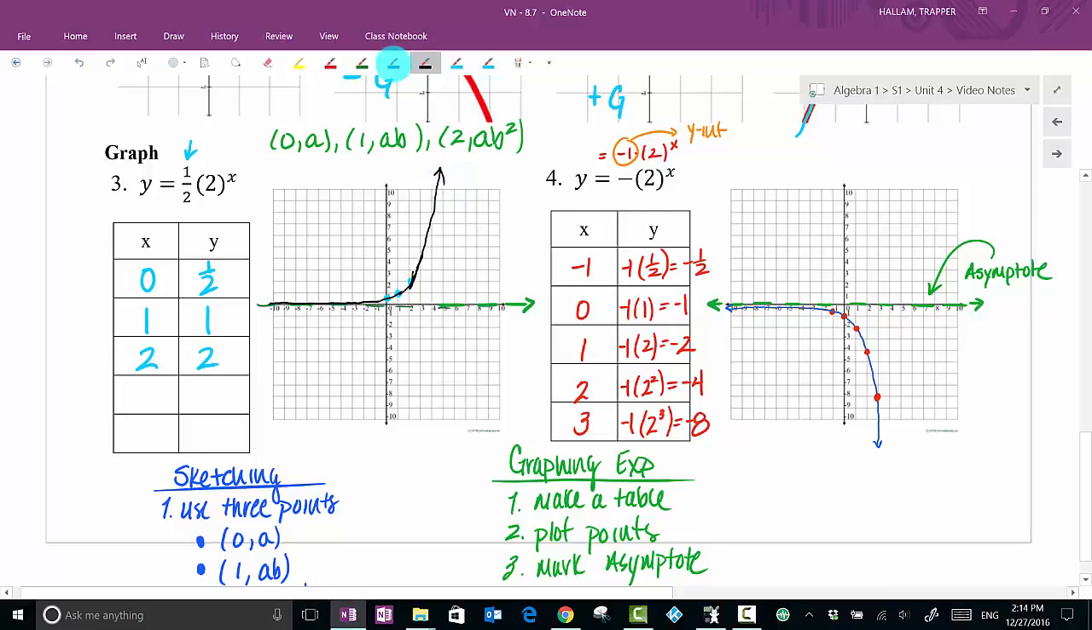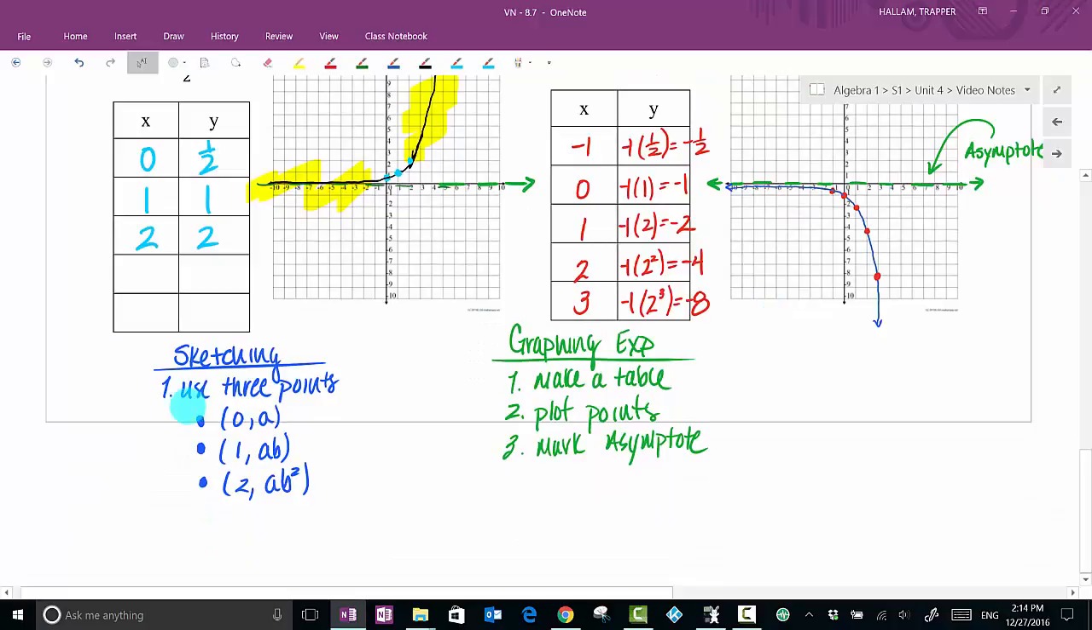Notice it's more of a sketch, because anywhere in this region we're guessing at what the point would be, and anywhere in this region we're guessing. So it is kind of a sketch, but a lot of times that's all we do with exponentials. We would do an evaluation more than we would pull points from a graph sometimes. We just want to see the general shape. All right, so sketching: use those 3 points. Your y-intercept, plug in 1 and get a times b, and 2 and a times b squared. If you're graphing, make a table, plot some points, mark your asymptote.